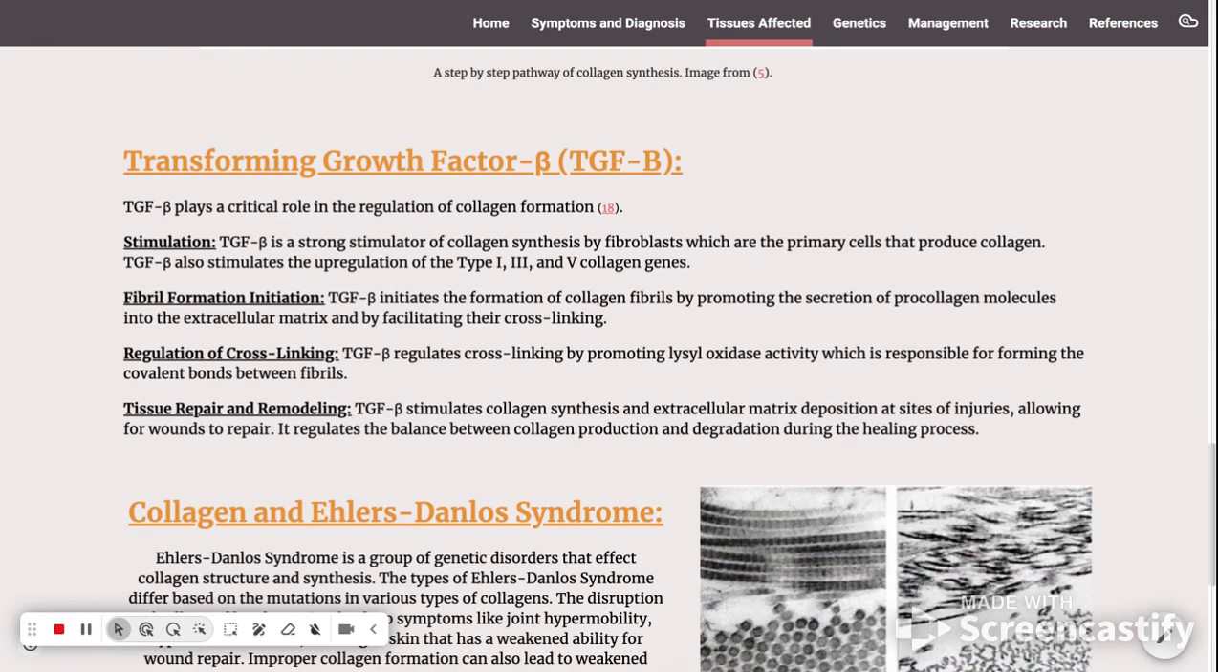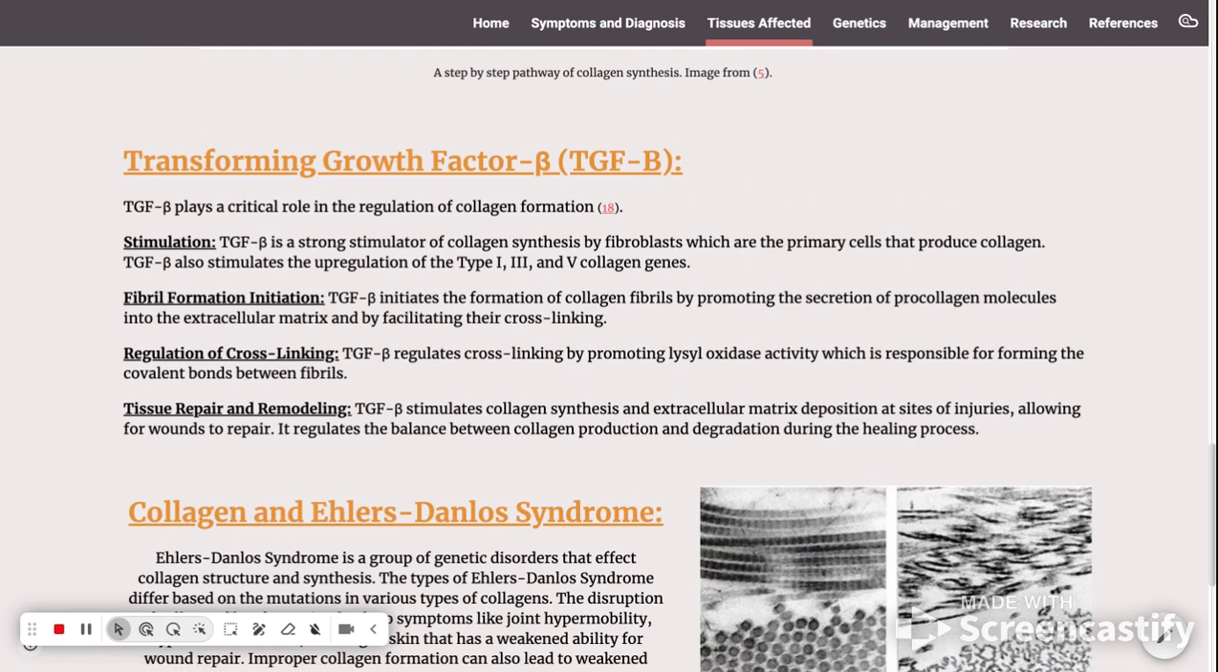So the next thing that we need to discuss is transforming growth factor beta, or TGF-beta. And this is a type of signaling molecule that regulates various cellular functions, and it's going to play a crucial role in controlling the growth, proliferation, differentiation, and apoptosis of many different cell types in the body.